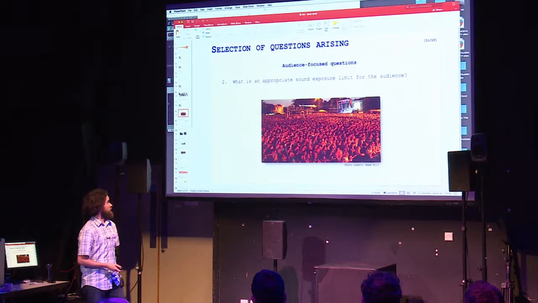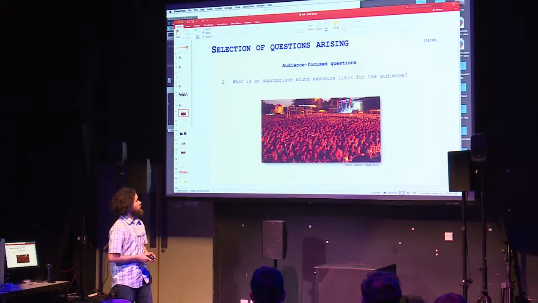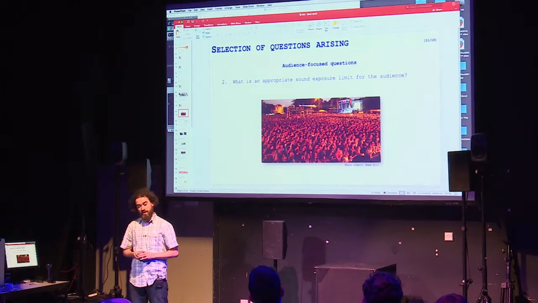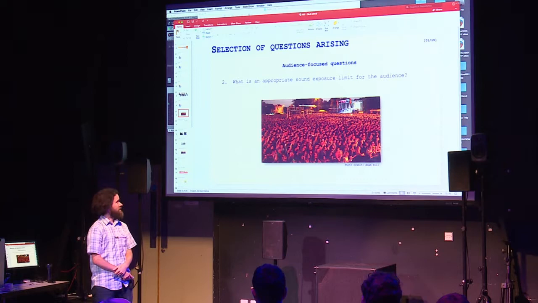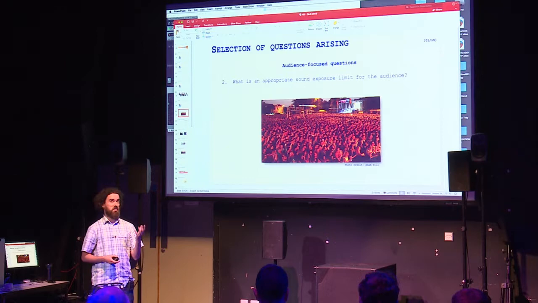That's what we're doing. So for audience-focused questions, the first key question, at least from our group, is: what is an appropriate sound exposure limit for the audience? Now, we've sat down and gone through all the regulations in the world, both for environmental noise and for on-site audience limits. And for the audience, we're doing comparatively well in Europe and the UK. There are limits in place. They don't agree with each other, but they're there.